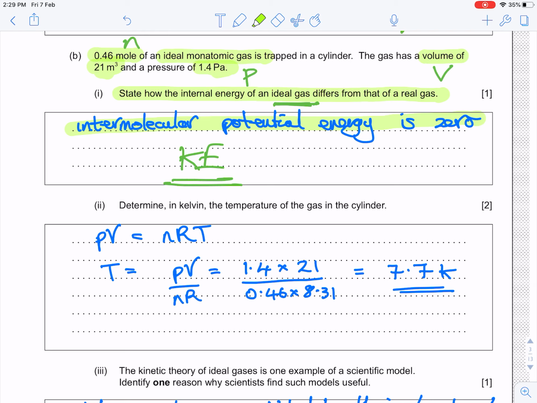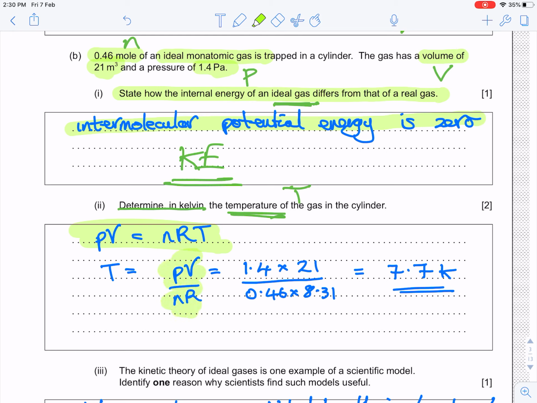It says determine in Kelvin the temperature of the gas in the cylinder, so that's capital T. So it's obvious here then, looking at the data I looked at before, that I'm going to use the ideal gas equation, PV equals nRT, rearrange it to make T the subject, and put the numbers in.